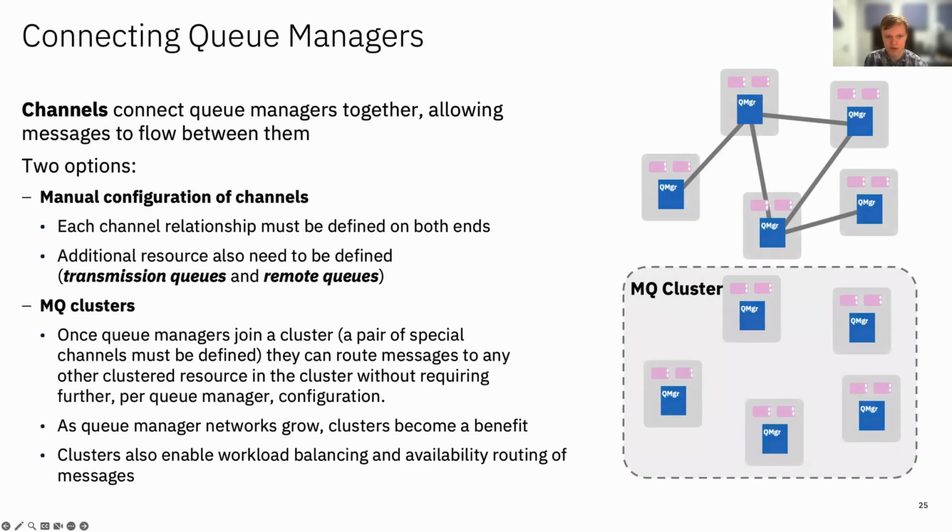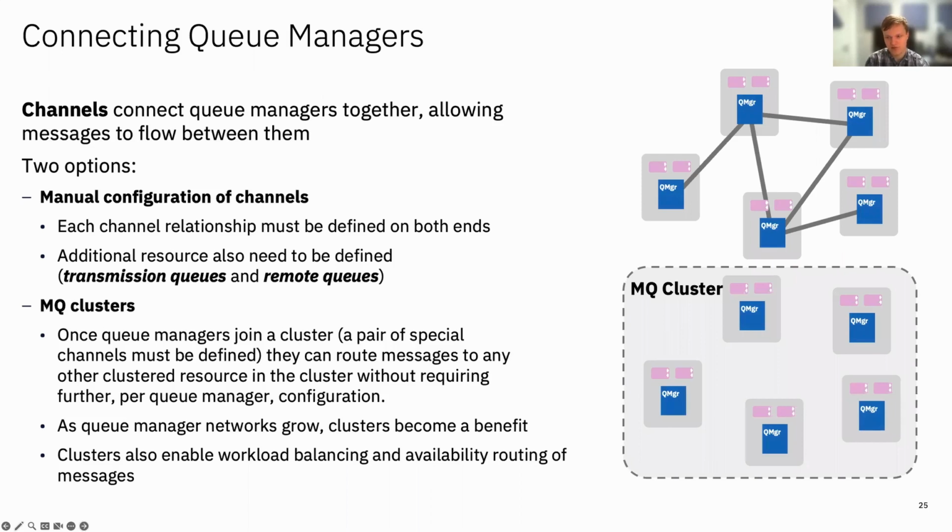I mentioned channels. A channel relationship, if you're going to define it individually or manually, has to be defined on both ends. So you have a sender channel on one queue manager and a receiver on another. A channel is effectively just a TCP communication between two queue managers. So anywhere a network connection can be formed between the two, you can have a channel.